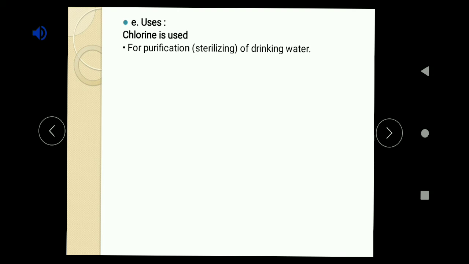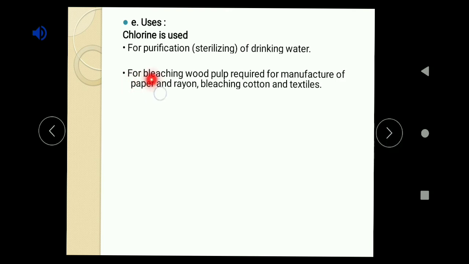First, it is used for purification of drinking water. As you know, in a water purification plant, chlorine is used for sterilization, that is to kill the bacteria present in the water. For bleaching, it is used for bleaching of wood pulp. From wood pulp, paper is prepared and rayon is prepared. So chlorine is used for bleaching of cotton, textiles, and paper. So this is the second use of chlorine.